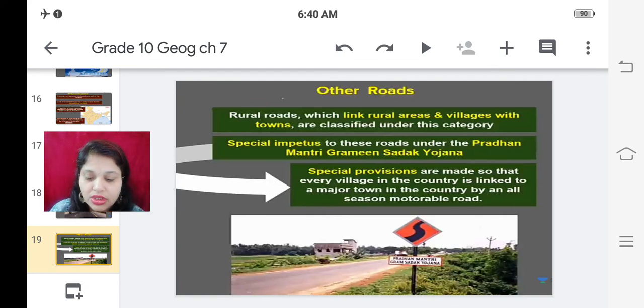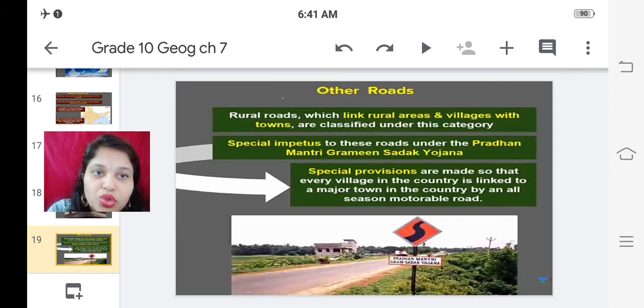So these roads were once given importance when a scheme was launched. That scheme was Pradhan Mantri Gramin Sadak Yojana. Under the scheme, these roads were given special attention. At that time, these roads were properly built and maintained. Okay, so special provisions are made so that every village in the country is linked to a major town in the country by an all season motorable road.